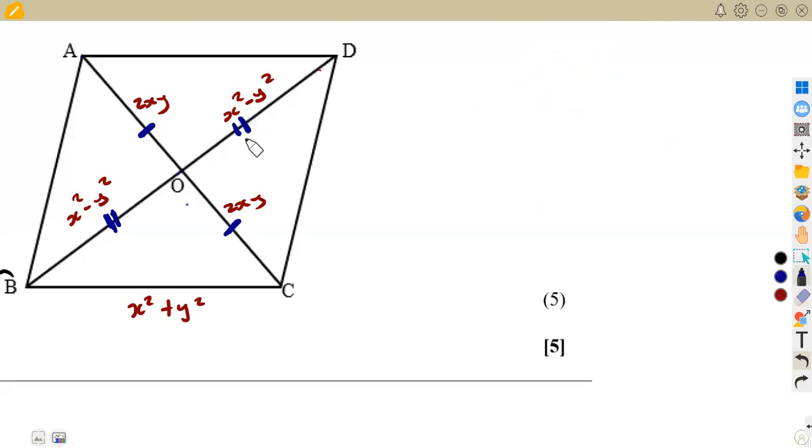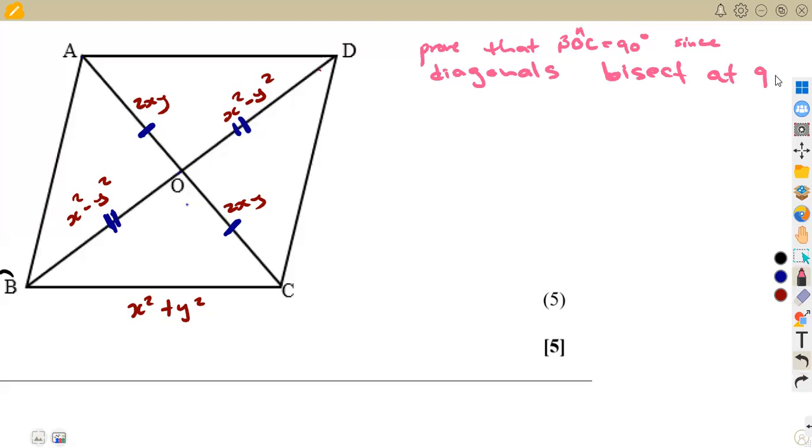Like I said, from the properties of a rhombus, this must be 90 degrees, but we are not given that, we are supposed to prove that it's 90 degrees. So what we can simply do to prove that this is a rhombus is simply prove that angle BOC is equal to 90 degrees, since diagonals bisect at 90 degrees. If we can prove that this is 90 degrees, we are done. We have proved that it's a rhombus.